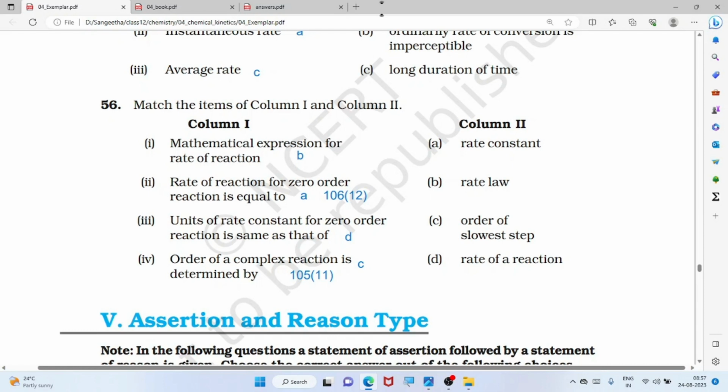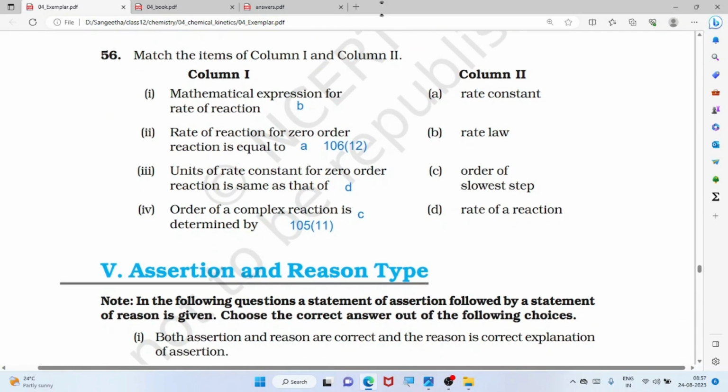Mathematical expression for the rate of the reaction is called rate law. Rate of the reaction for a zero order reaction is equal to the rate constant, because the reactant concentration to the power 0 means 1 only. So the rate constant is equal to the rate for the zero order. Units of the rate constant for the zero order reaction are the same as the rate of the reaction.